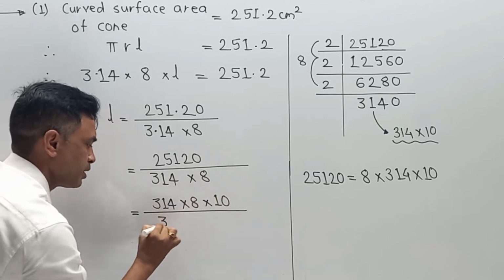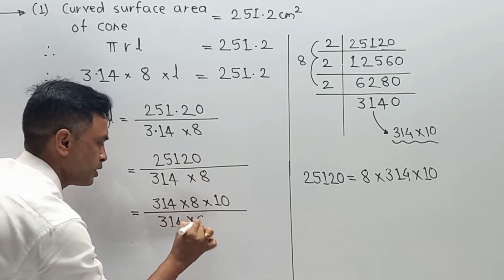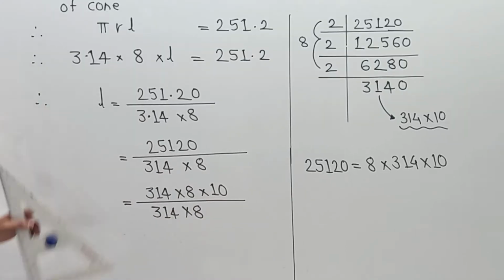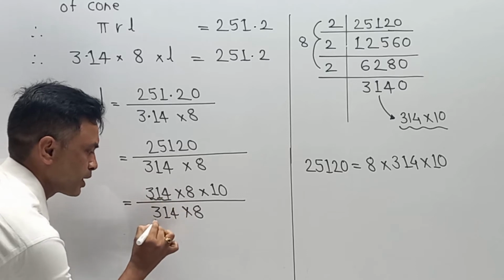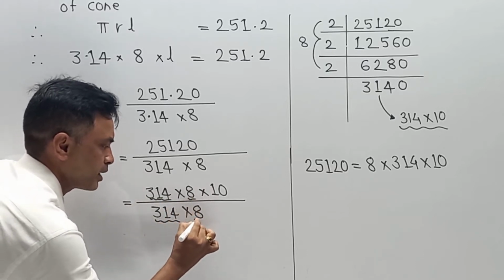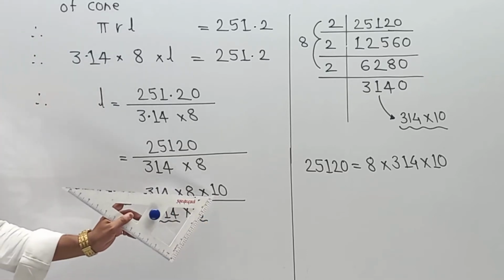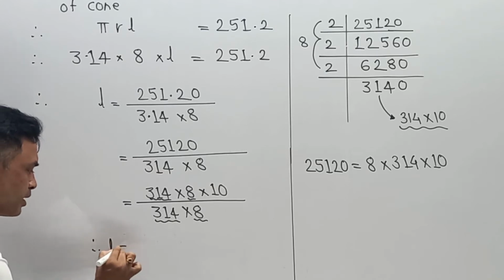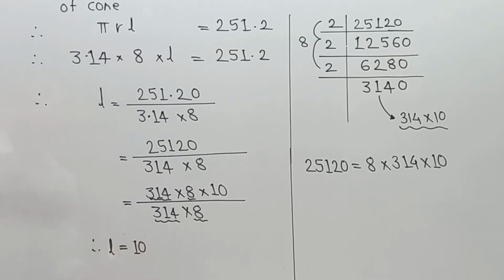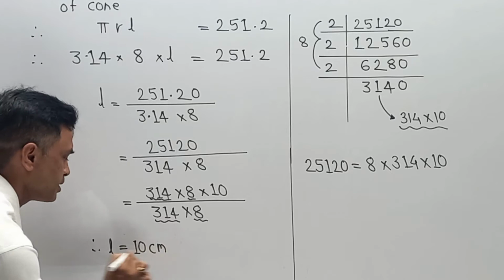Total divided by 314 into 8. Now with this step only you can understand. Here 314 gets cancelled with 314 and 8 gets cancelled with 8, and your value will remain 10 as it is. So the value of L, or slant height, is 10. So the value of L, that is slant height, is equal to 10, and as the unit is centimeter, I am writing in centimeter.